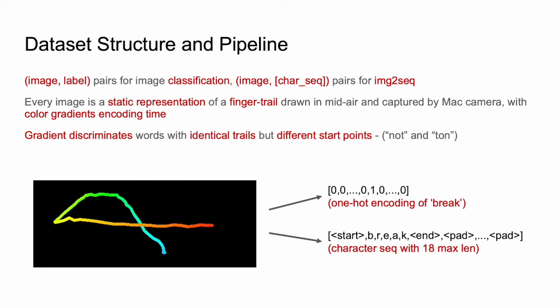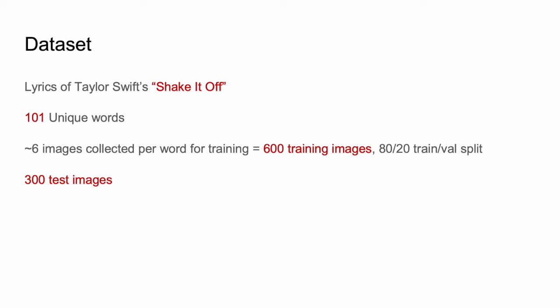Using this methodology, we create a dataset that was derived from the lyrics of Taylor Swift's song, Shake It Off. We chose the song as its lexicon is composed of 101 unique words, almost all of which occur in daily life scenarios. We collect 6 images per word for training, having a dataset of 600 training examples, and a further 300 images for testing, which we use to measure the performance of our models.